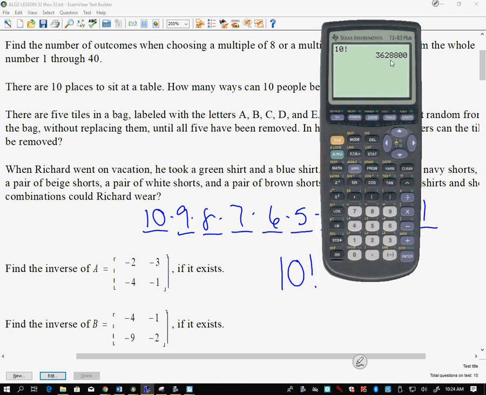It looks like a lot of different ways, right? So let's see, what is that? 3,628,800. Somebody check the answer key, is that right? Yeah, it's a lot of different ways those people could sit down.